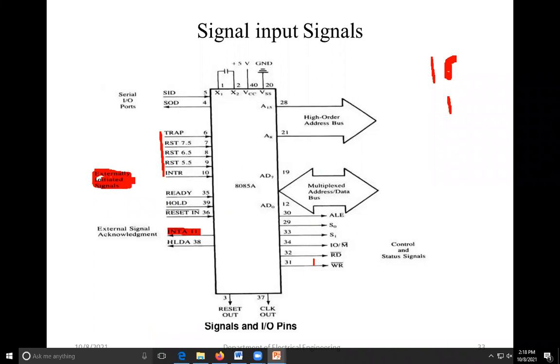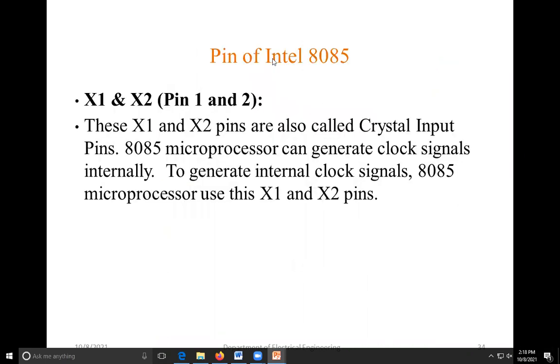What is meant by the SOD? We are discussing one by one. We go back to the previous study. How many interrupts are there? There are 5 interrupts and one more available, so there are 6. We are discussing the 6 pins one by one. First is the pin diagram of the 8085.